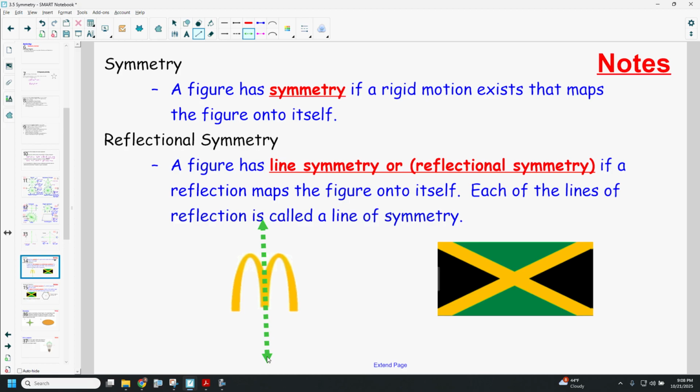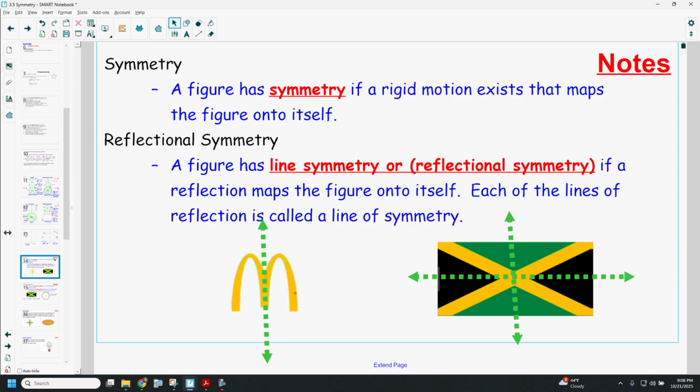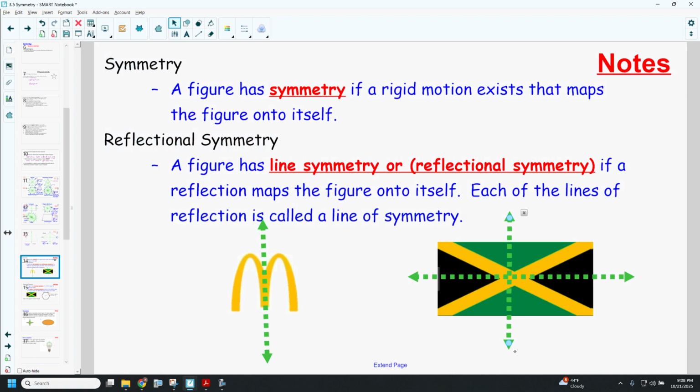I've got here a Jamaican flag. If I draw a line from left to right and a line straight up and down, those images are exact replicas of each other. If I flipped it, you wouldn't know. Okay, if I flipped it or reflected over that line, you would not know the difference. That is reflectional symmetry. So I'm looking for a line that cuts it in half, same image on the right, same image on the left. It's a mirror of each other on both sides. That's reflectional symmetry.